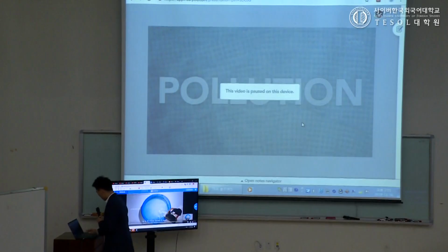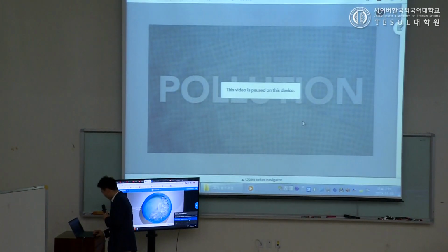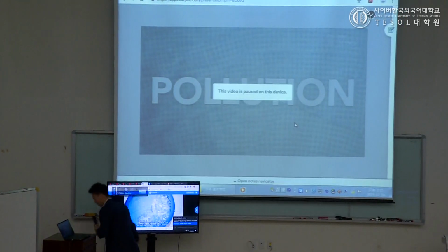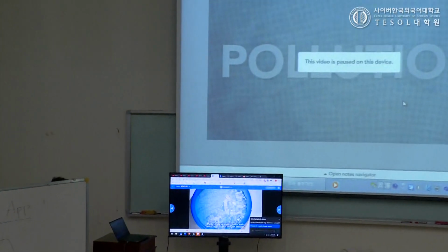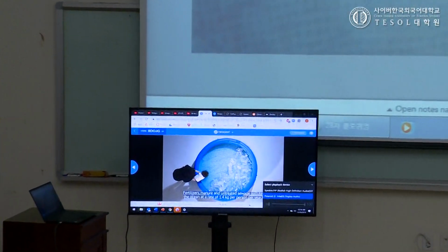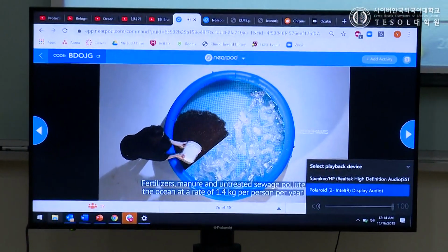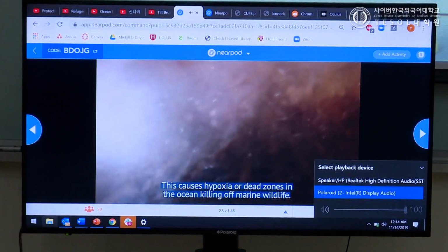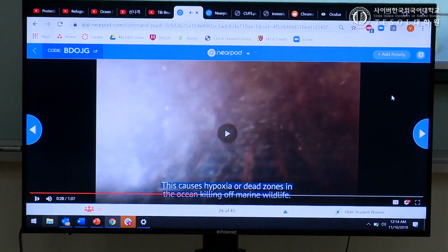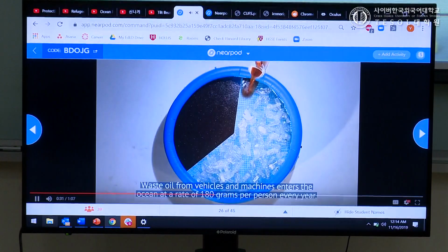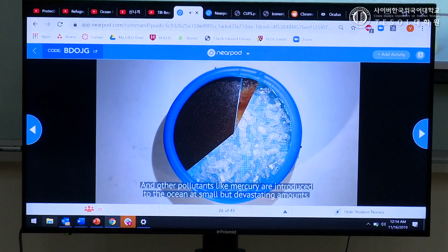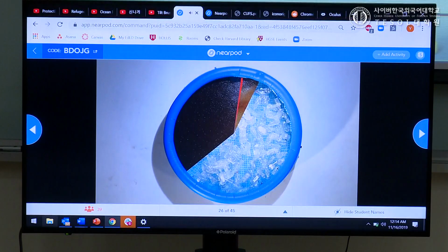Up to 20 million tons of plastic goes into the ocean every year. That's as much as 3 kilograms per person each year. Plastics make up roughly half of each person's contribution to ocean pollution. Fertilizers, manure, and untreated sewage pollute the ocean at a rate of 1.4 kilograms per person per year. This causes hypoxia, or dead zones, in the ocean, killing off marine wildlife. Waste oil from vehicles and machines enters the ocean at a rate of 180 grams per person every year. And other pollutants, like mercury, are introduced to the ocean in small but devastating amounts.